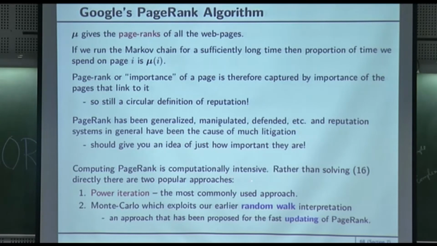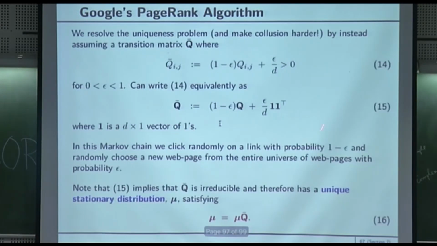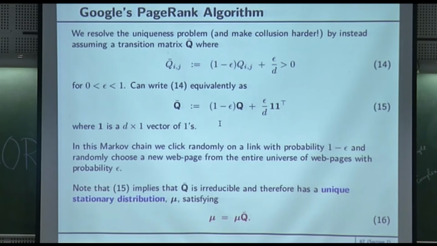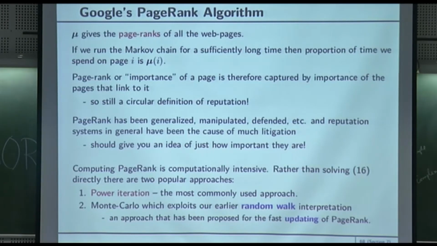Computing page rank is computationally intensive. Rather than solving this one directly, you use something called power iterations, which is the commonly used approach, or Monte Carlo, which exploits the random walk interpretation. An approach has been proposed for fast updating of page rank. There's also another story where, instead of defining page rank for everybody on average, you can start defining page ranks for individual people as well. You can sort of say, what is my individualized page rank, and there are codes out there that you can use to generate that.